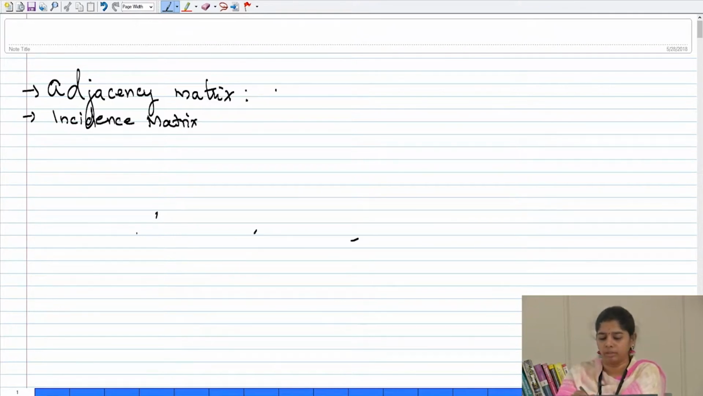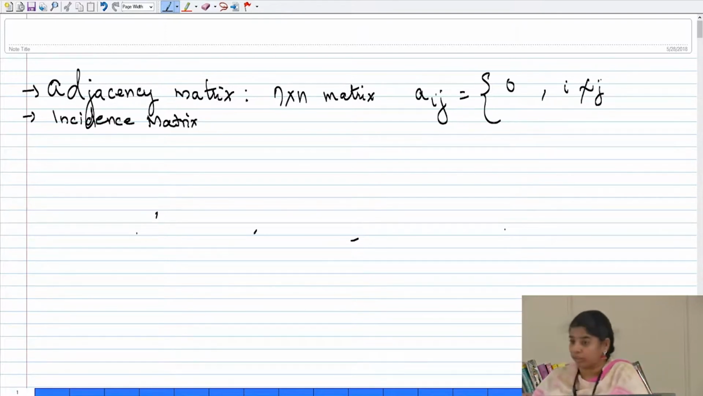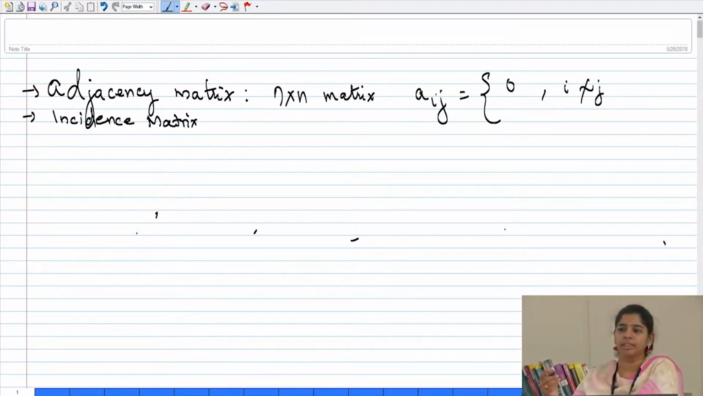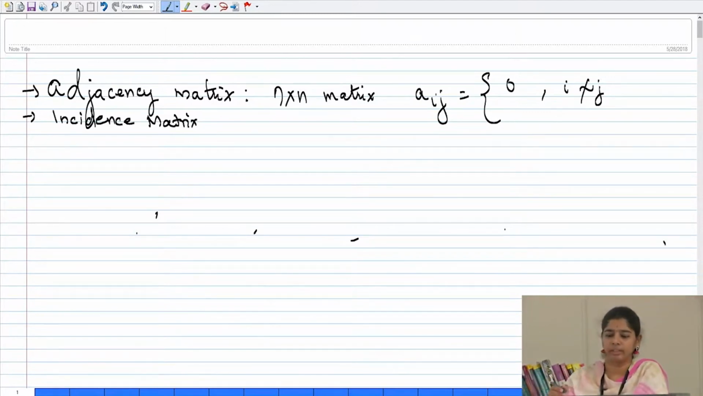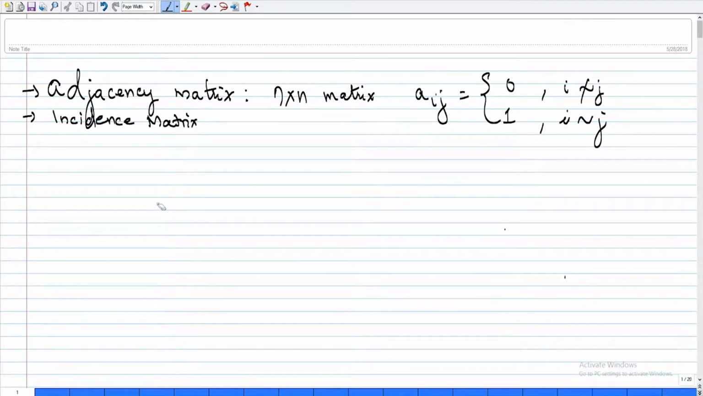So it's an n by n matrix such that we write every entry as 0 if i is not adjacent to j. This is the notation that I will use for adjacency. Or we have also seen (i, j) does not belong to the edge set, as a tuple. We can also look at it that way. And 1 if i is adjacent to j. So this is the usual matrix that you know.